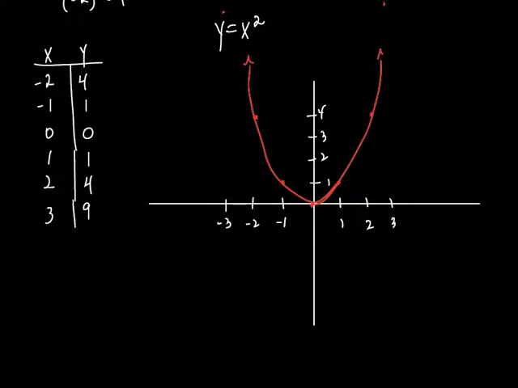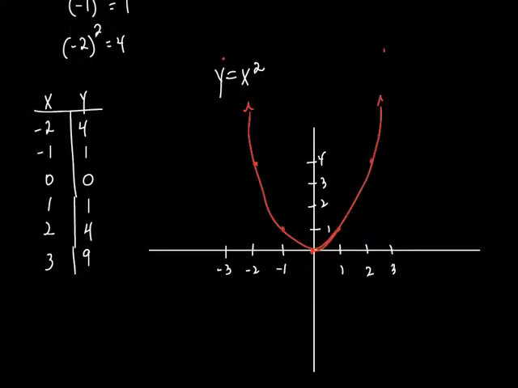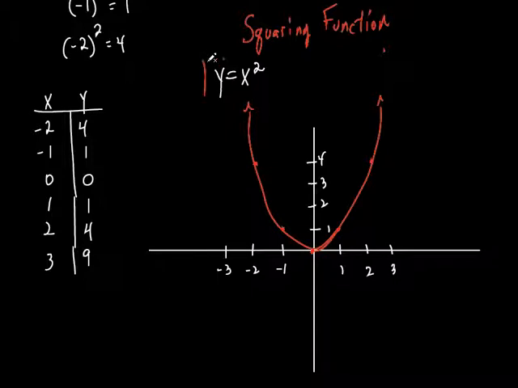Okay, that is a, what do they call it? A squaring function is what they call it. Just write that down. A squaring function. So when you square something, your graph will basically look like this. This is your most basic graph. So this is a quadratic, isn't it?